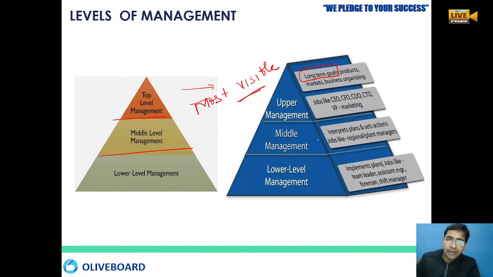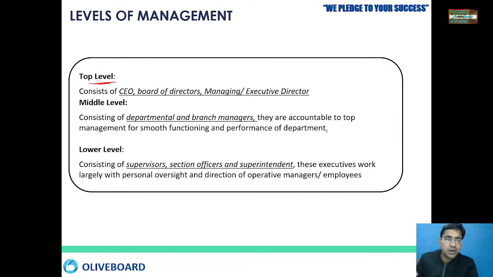Then comes the middle management. They interpret the plan that is coming from the top. They set the action, and they provide roles to the regional office, plant manager, and various other people. And lower level management implements the same. They have team leaders, assigned managers, shift managers. These are the people who are at the core of the production activities. So this is how our management levels are being divided.